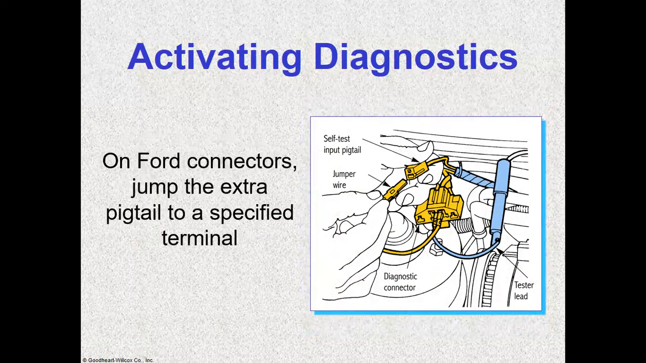All right. This one is for Ford. Jump the extra pigtail to a specific terminal. So, self-test input, pigtail, jumper wire. We have our diagnostic connector down here, our tester lead. So you can see that the GM is a whole different process.